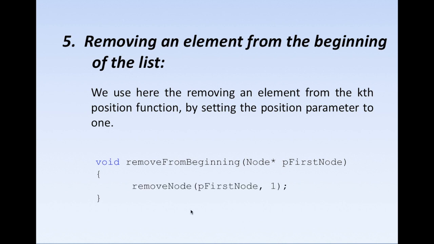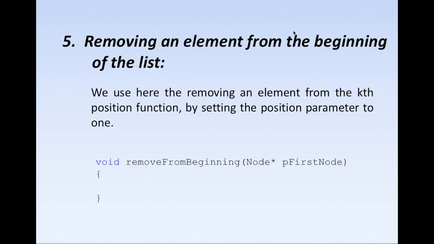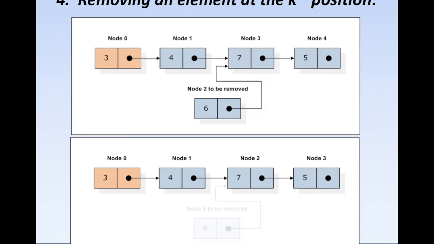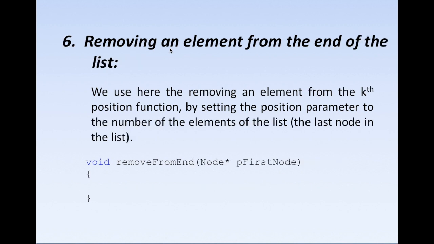So what did we do? We said remove node. The one we implemented was called remove node. It takes 2 arguments, so I'll give it p first node, and the position is definitely 1. So it will remove the node at 1, which is the first node. That's it. All you have to do is do that.